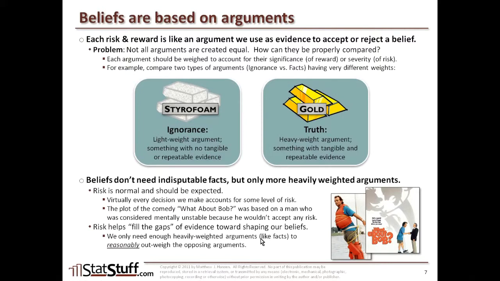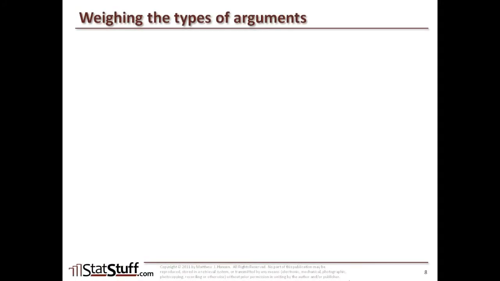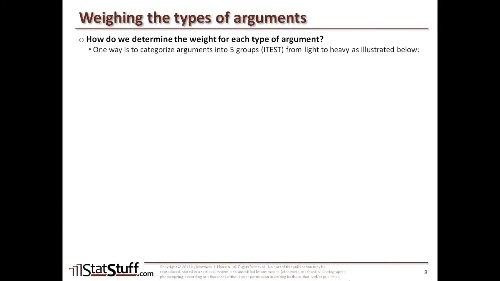Again, having enough heavily weighted arguments on one side in order to tip the scale in one direction of whether we're going to accept or reject a certain belief. Well, how is it that we could determine the weight for these different types of arguments we could have? Well, one way is to categorize the arguments into 5 different groups that I call I-test, going from light to heavy, and we'll go through an illustration of that.